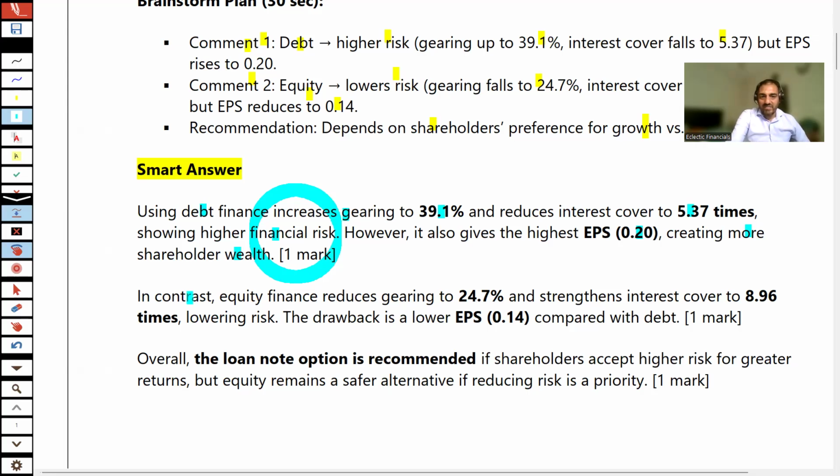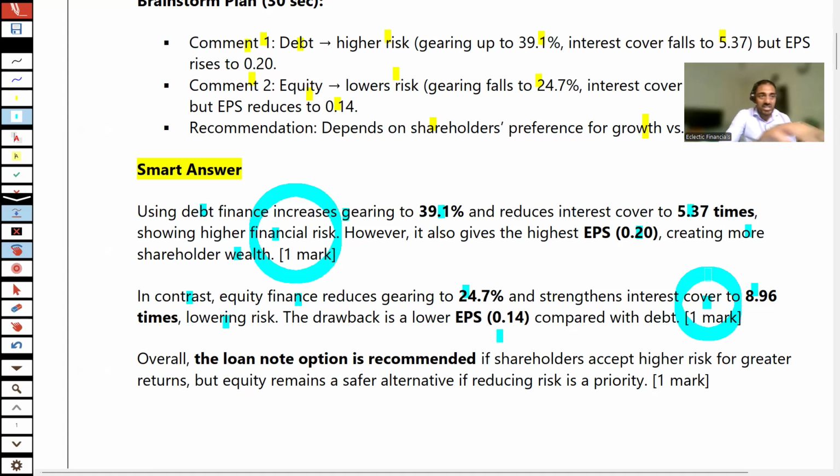In contrast, equity finance reduces gearing to 24.7%, which strengthens and increases the interest cover. That means lowering the financial risk. But the drawback is lower EPS compared to debt. That's 1 mark.